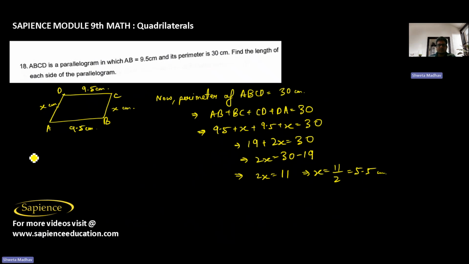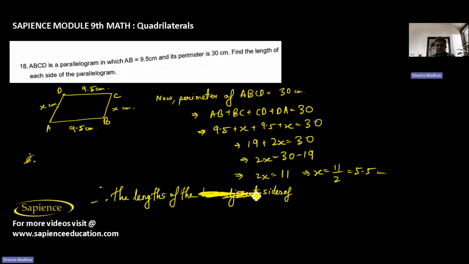Therefore, the lengths of the sides of the parallelogram are 5.5 centimeters, then 9.5 centimeters, then 5.5 centimeters and 9.5 centimeters.